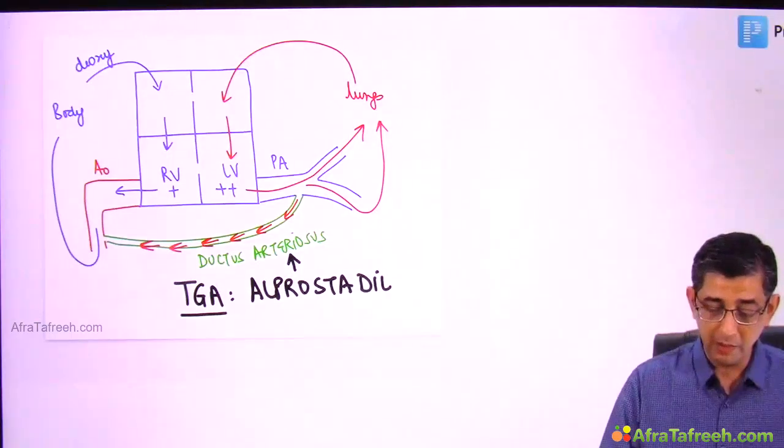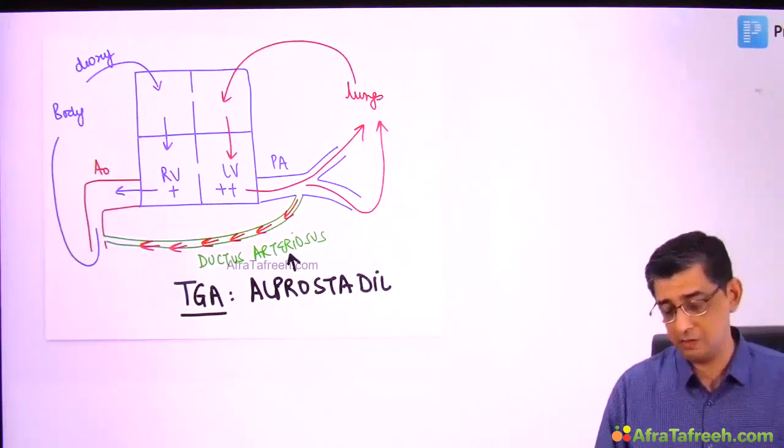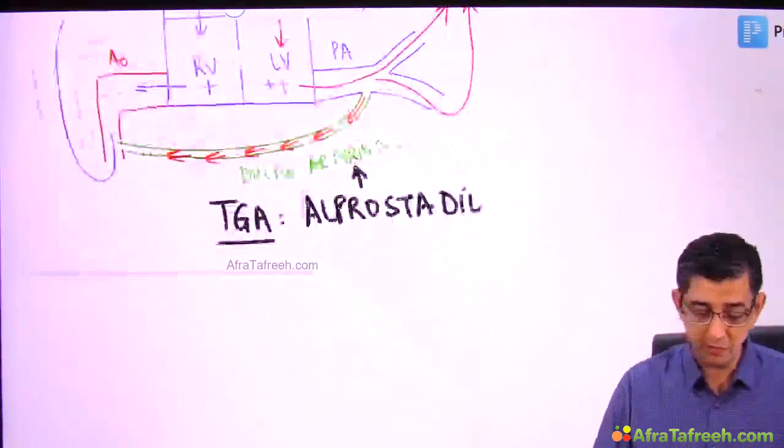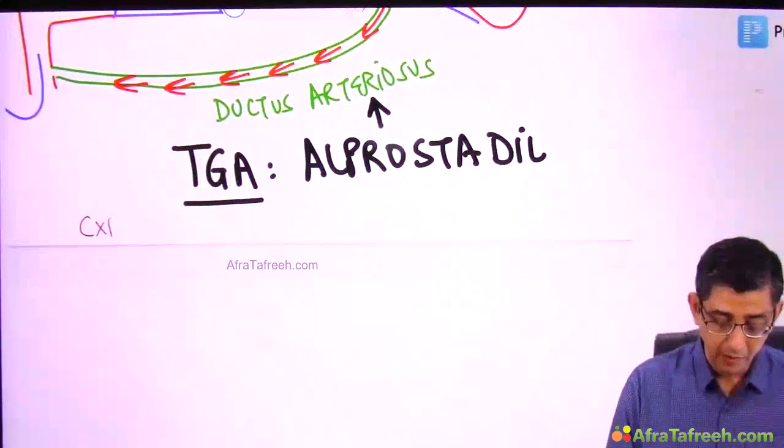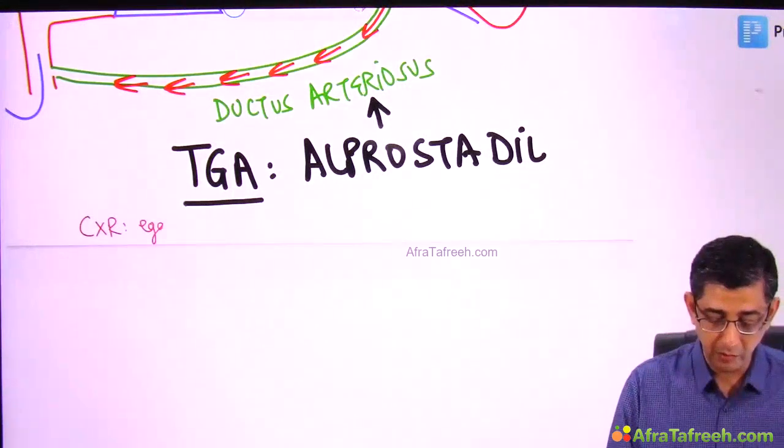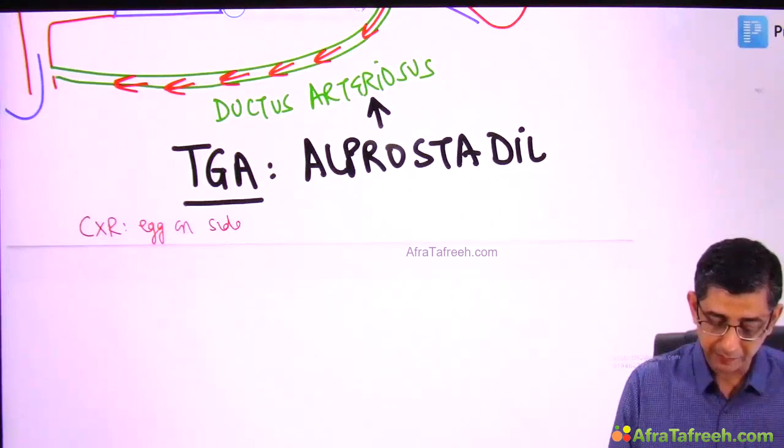Over and above this, some additional information can also be put up by the examiner in the question, so I'll just mention that additional information also. If that is given, great. The radiological finding of this condition would be called egg on side appearance.